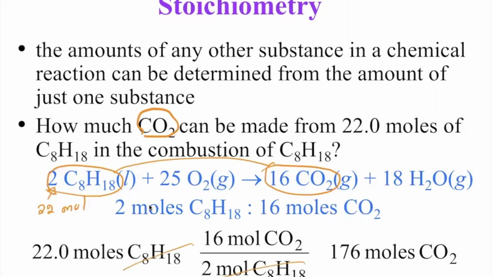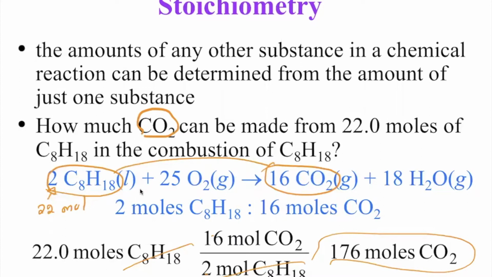Your moles of octane cancel, and then 22 times 16 divided by 2, you have 176 moles of carbon dioxide. That's how much you're going to be yielding. This conversion is called mole to mole. You start with moles and you end up with moles.